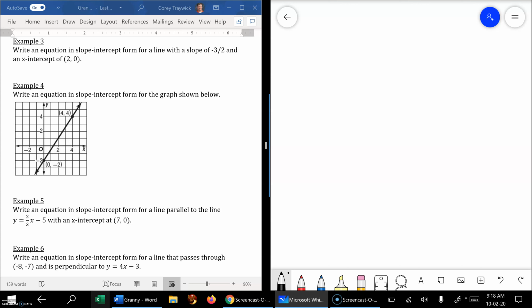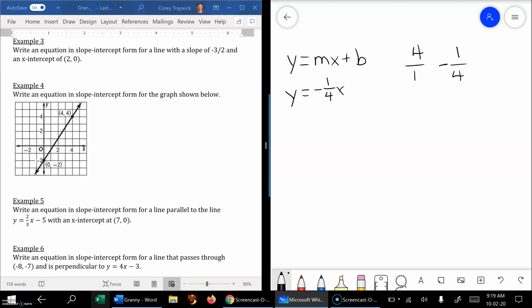All right, write an equation in slope-intercept form for a line that passes through -8, -7 and is perpendicular to y equals 4x minus 3. All right, so let me write this down first. It says it's perpendicular to it. If I've got a slope of 4, I'm going to treat that as 4 over 1. And then I'm going to remember what we do for perpendicular. We flip it, and change the sign. I'm going to use that as my slope.